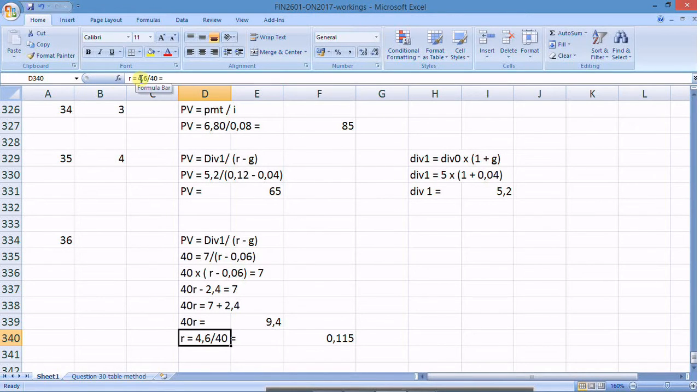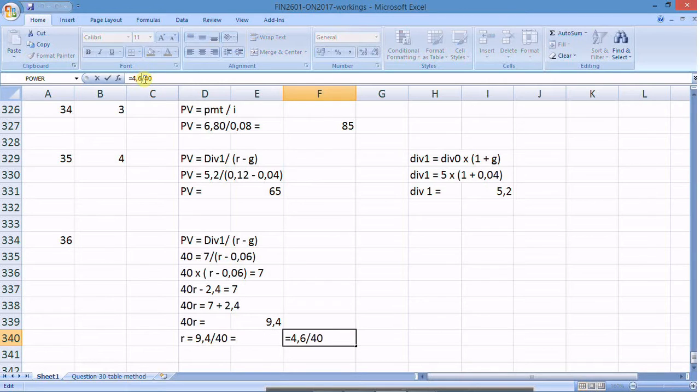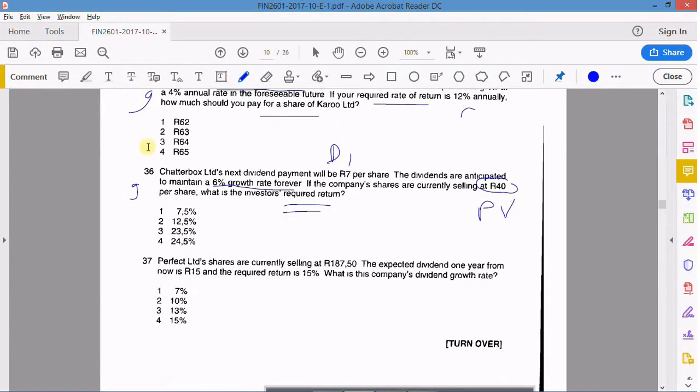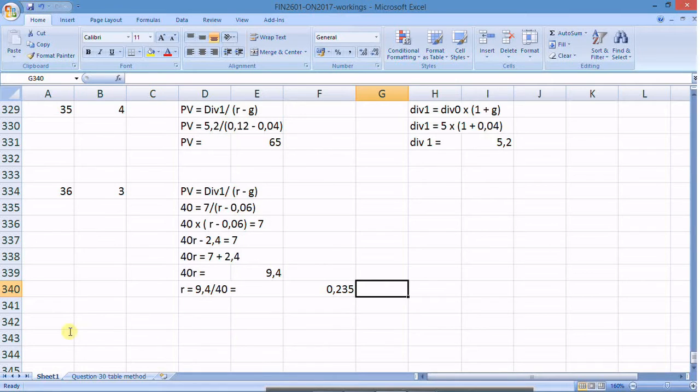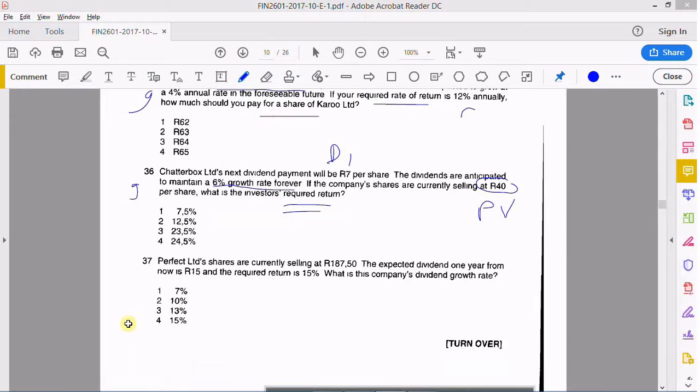Okay, so it's 9.4. 9.4 divided by 40. No, it's 23.5. Okay, it's option 3 actually. Right, so just be careful with the maths. Just watch the signs. I made a mistake with the signs.